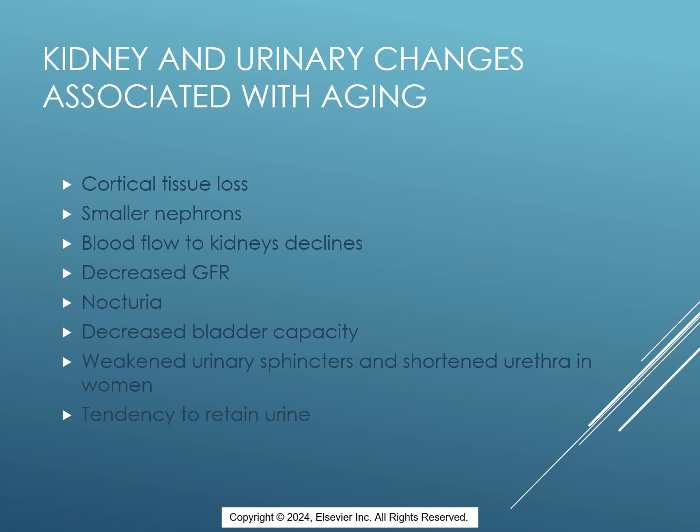Urinary system changes: decreased detrusor elasticity leads to decreased bladder capacity and increased urgency. Weakened sphincters lead to incontinence. In females, the pelvic floor weakens, leading to urethral shortening and incontinence. In males, an enlarged prostate leads to urine retention and weak stream.